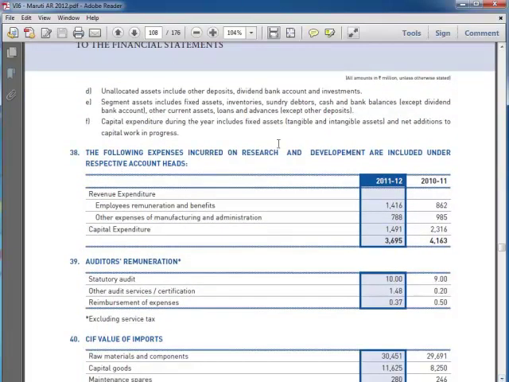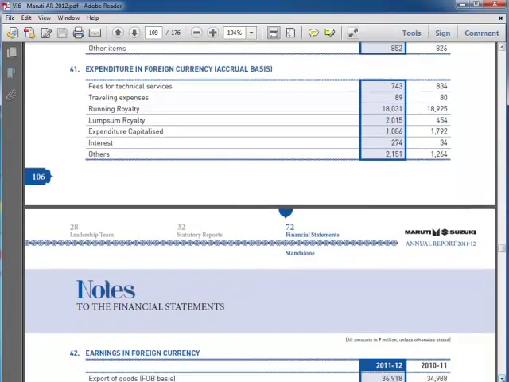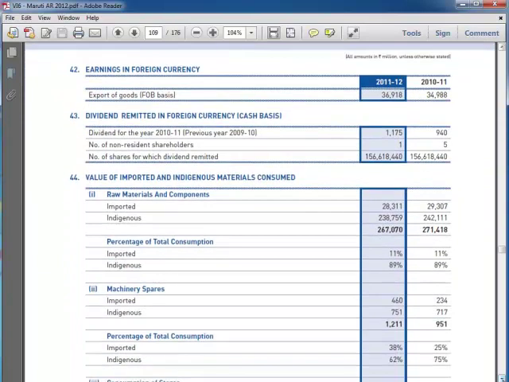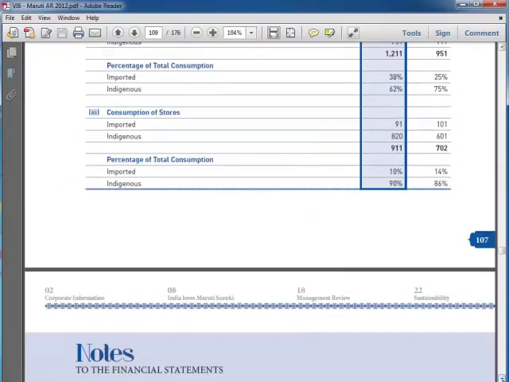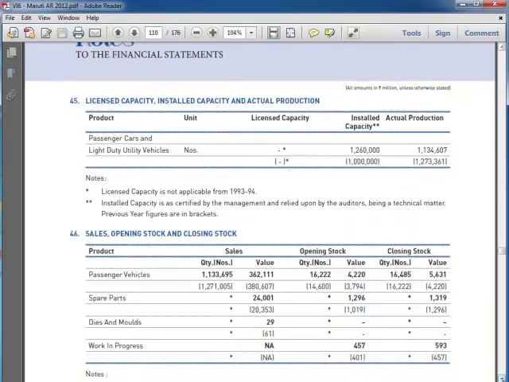And then we have expenses incurred on research and development, auditors' remuneration, CIF value of imports, expenditure in foreign currency, earnings in foreign currency, dividend remitted in foreign currency, value of imported and indigenous materials, license capacity, installed capacity, and actual production.